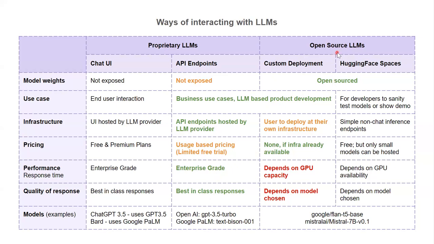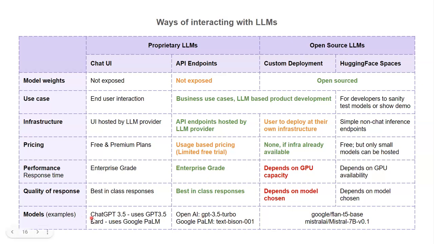Whereas in case of open source LLMs, we don't have any such limitations. There is no pricing problem as long as we have the necessary GPU. But then the challenge is that we need to deploy that at our own infrastructure. And the performance is heavily dependent on the GPU capacity and the size of the model that we choose. So these are the trade-offs. These are the 2 things that we need to look at and come up with a trade-off.